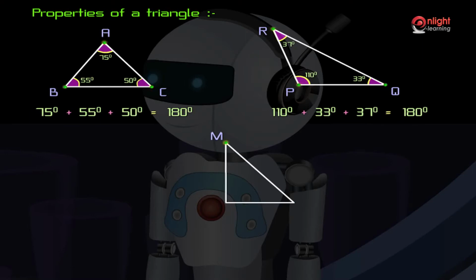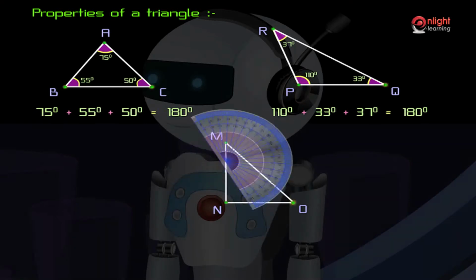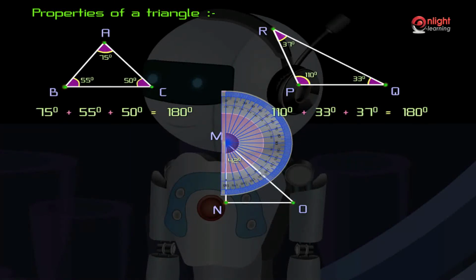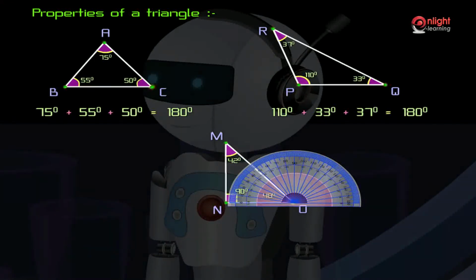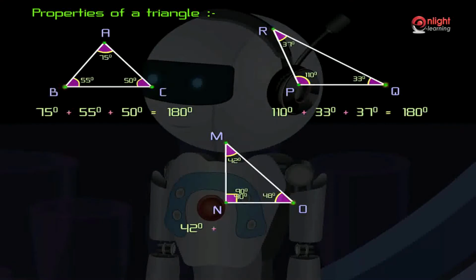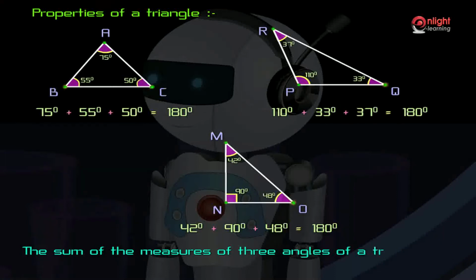Consider one more triangle MNO and measure its angles. The angles are angle M is equal to 42 degrees, angle N is equal to 90 degrees, and angle O is equal to 48 degrees. When these 3 angles are summed up, again we get 180 degrees. This is observed for all the triangles where the angles when summed up give 180 degrees. It is a characteristic feature or property of the triangle. The sum of the measures of 3 angles of a triangle is always 180 degrees.